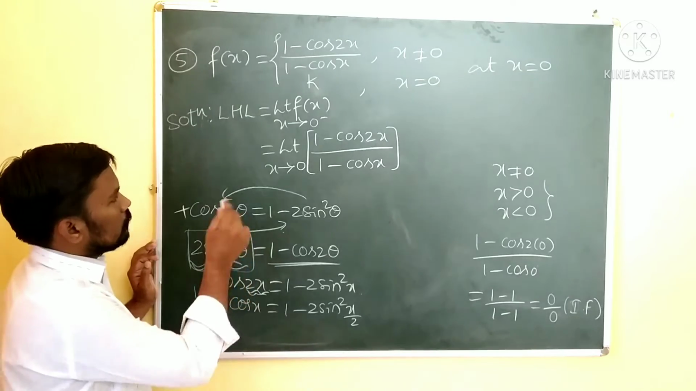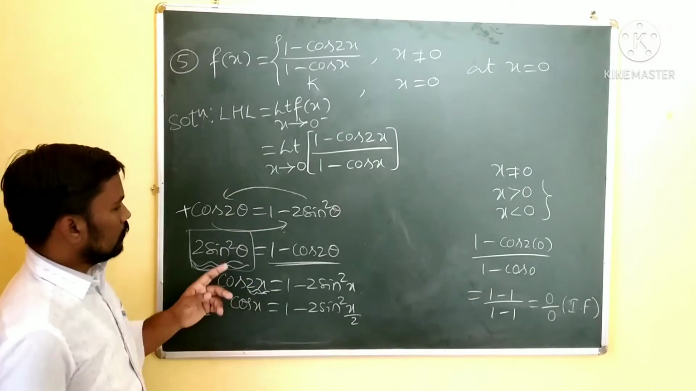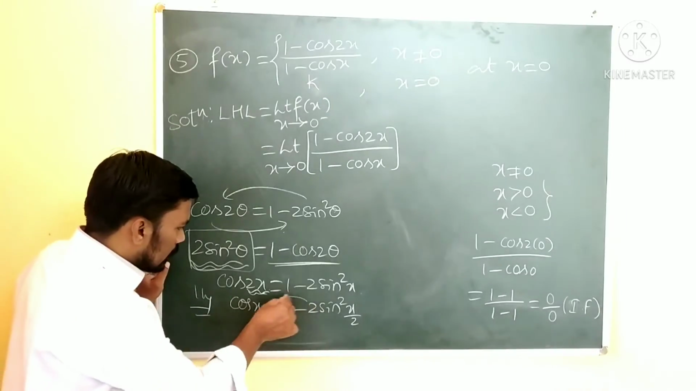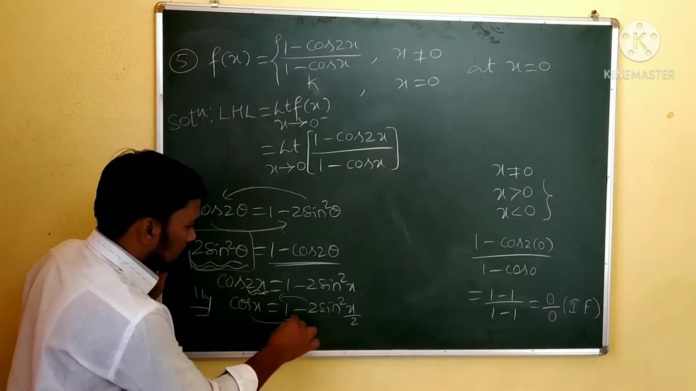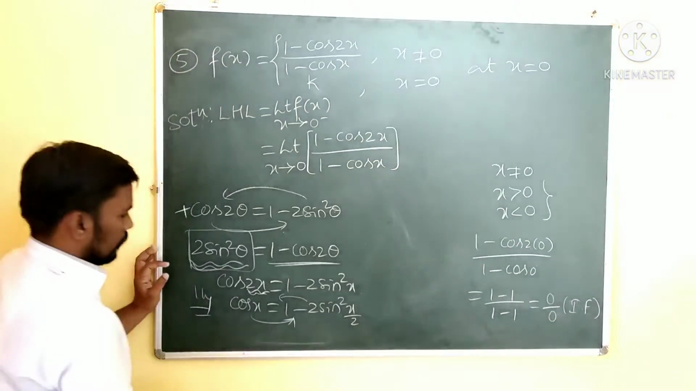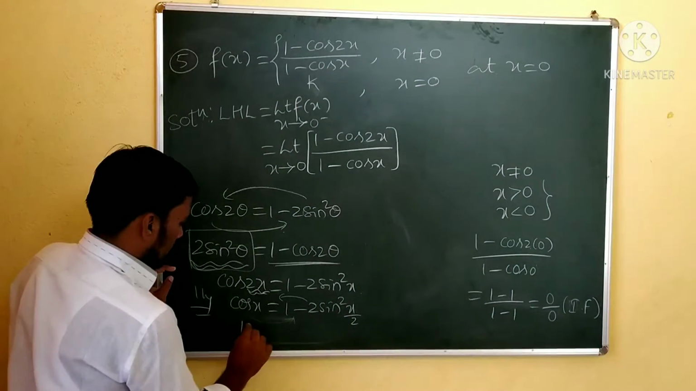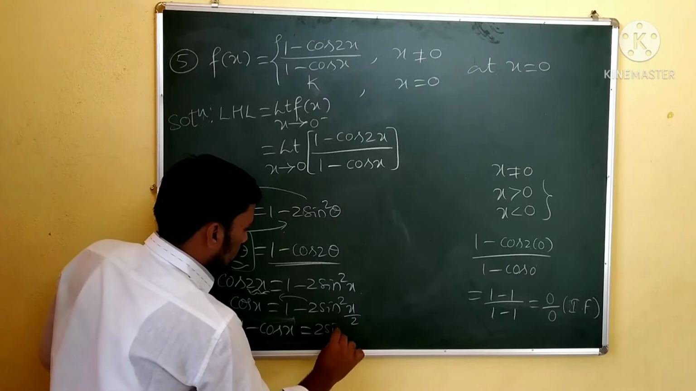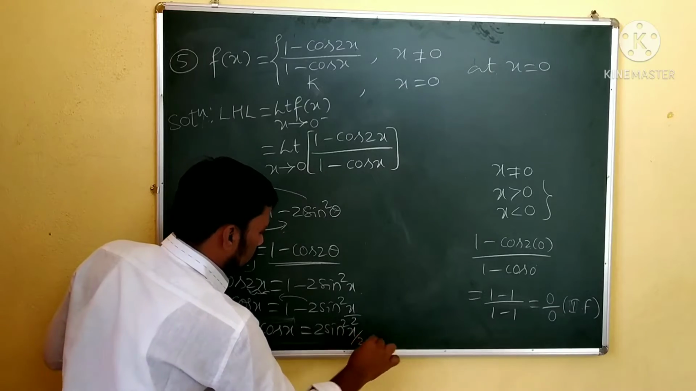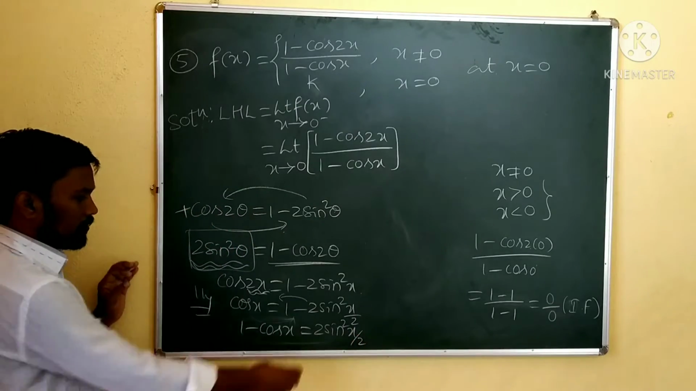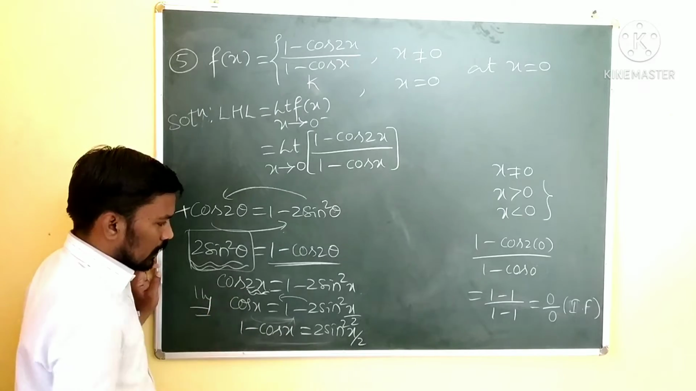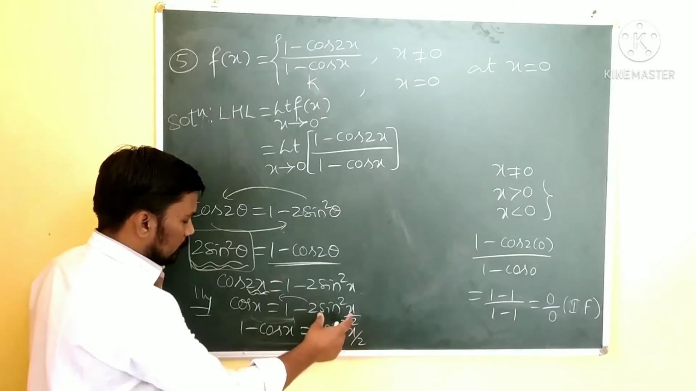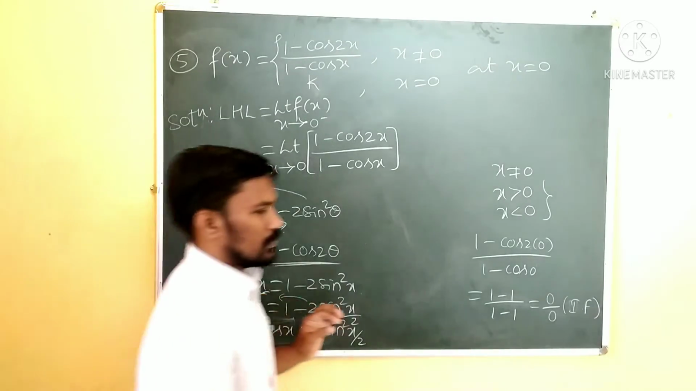Replace 1 minus cos 2x by 2 sin square x, and also cos x. Again, when you interchange these two, you will get the 1 minus cos x value. That is, 1 minus cos x is nothing but 2 into sin square x by 2. So take this minus 2 sin square x by 2 to the left hand side, so it becomes positive. Simply, 2 sin square x by 2 is equal to 1 minus cos x.